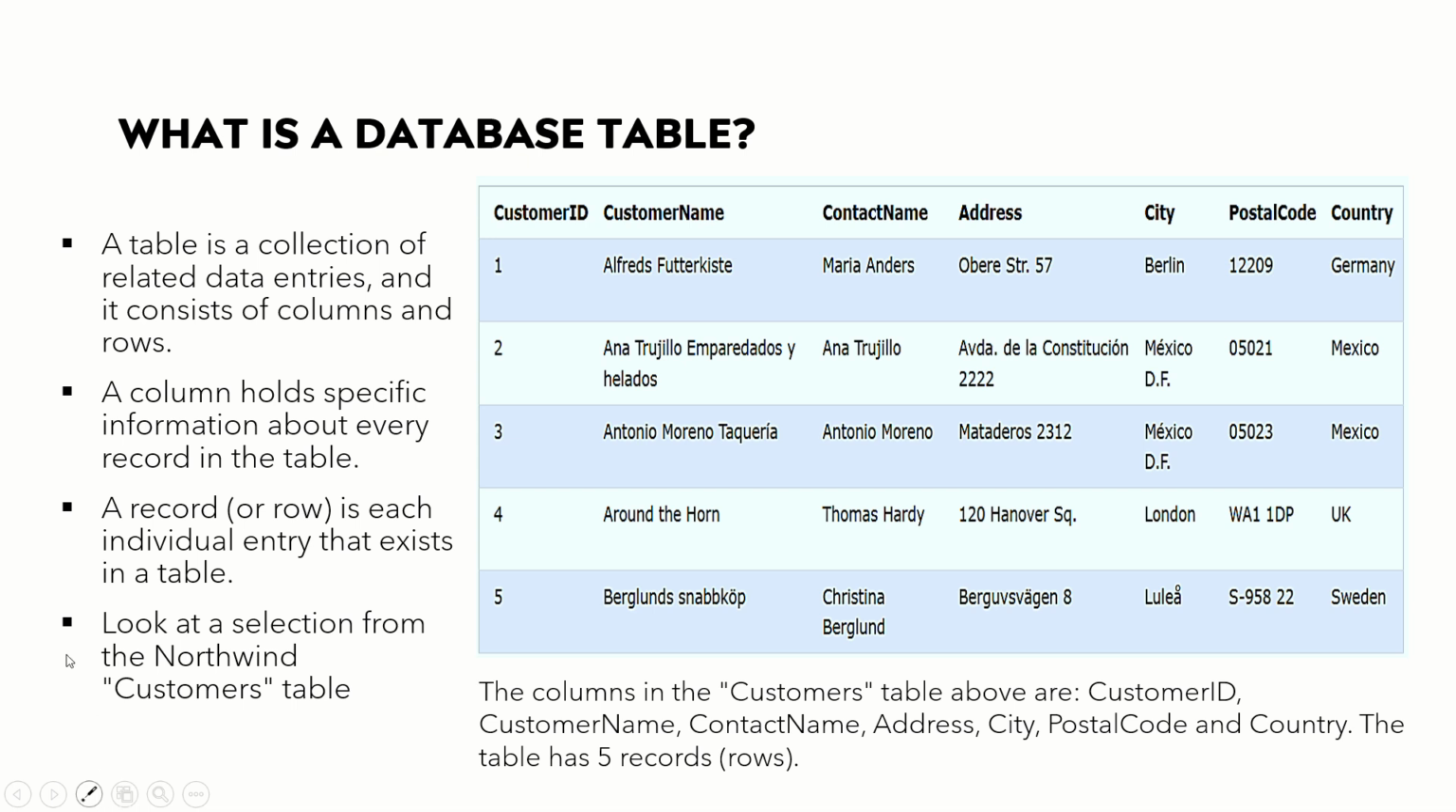Here we need to understand a table is a collection of related data entries, and it consists of columns and rows. A column holds specific information about every record in the table. A record is each individual entry that exists in a table.